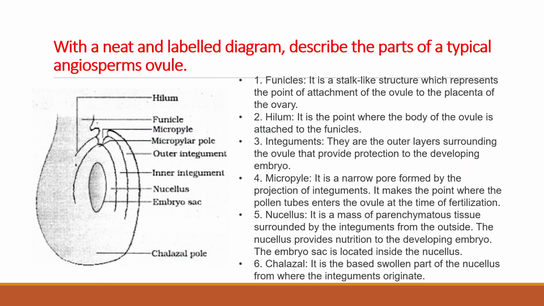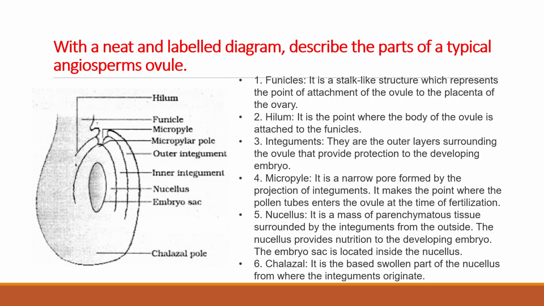So, with a neat labelled diagram, describe the parts of a typical angiosperm ovule. This is one example of a typical angiosperm ovule. There will be many questions on orthotropous, anatropous and so on, based on the shape of the ovule and the name of the ovule. This is the general angiosperm ovule, and I will describe the parts one by one, along with their functions.